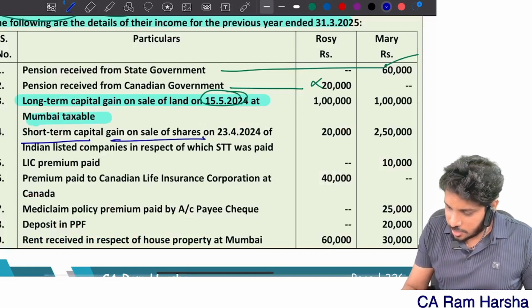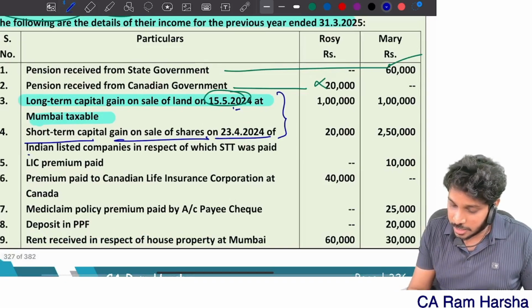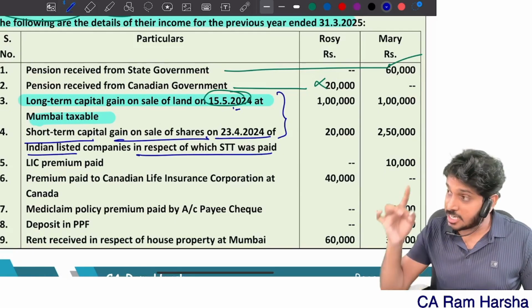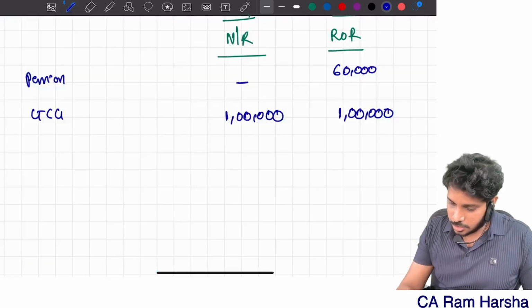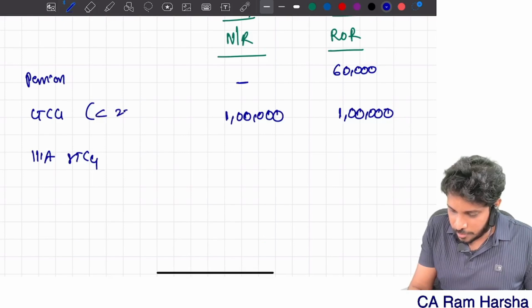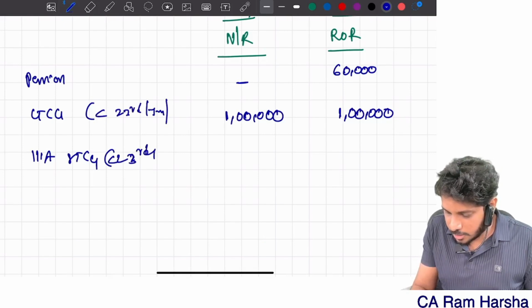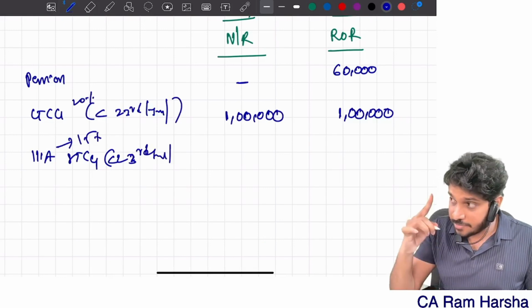Short-term capital gain on sale of shares on 23rd April. Here also both are before the amendment. Indian listed company, STT paid, 111A short-term capital gain. Yes or no? This is before 23rd July. This is also before 23rd July. This is taxable at 20%. This is taxable at, before the amendment, 15%.